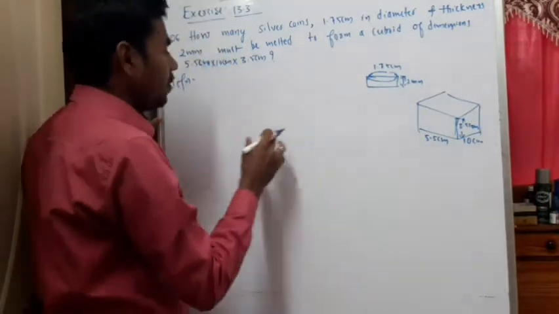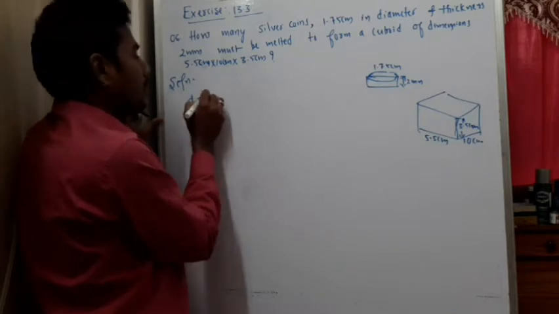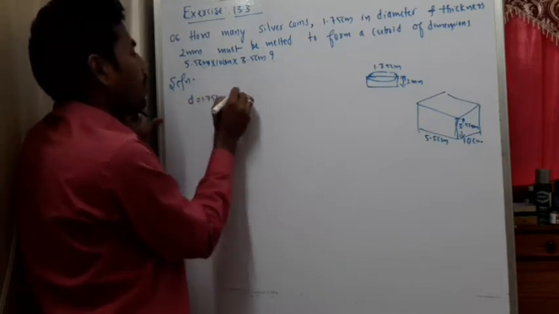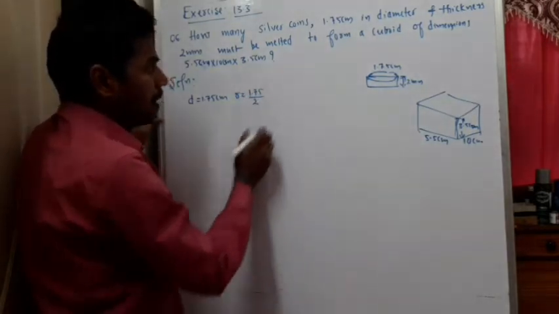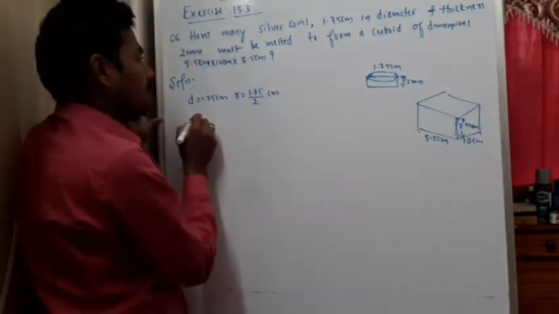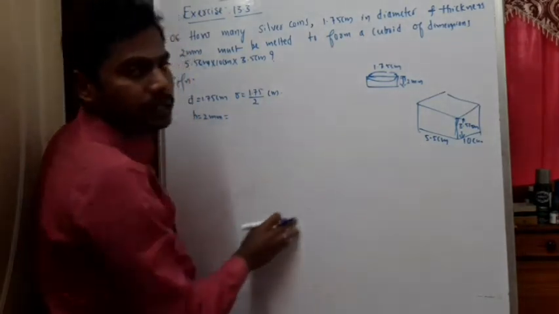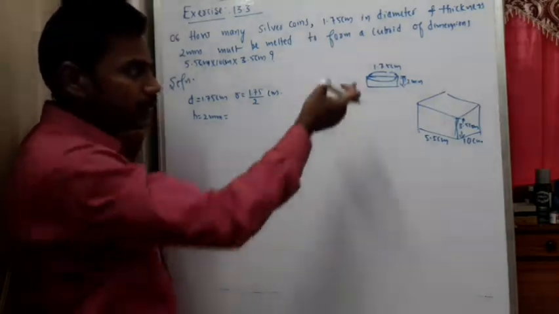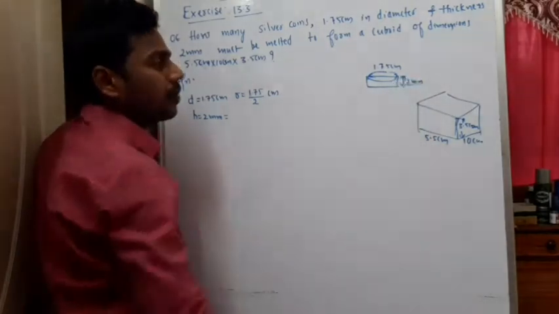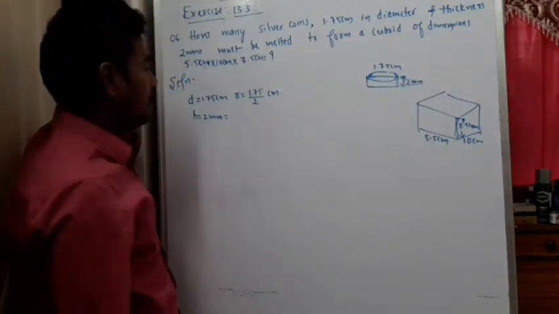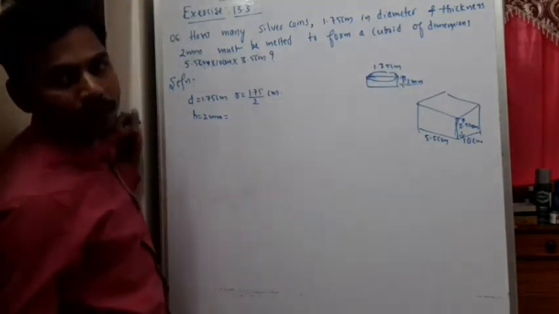So we will write down what is given. The diameter is 1.75 centimeter. Then what will be the radius? 1.75 divided by 2 centimeter. The height is 2 mm. But all the dimensions are in centimeter, so either you convert these into mm, or you can convert this particular 2 mm into centimeter, because only one dimension is in mm. I can convert that into centimeter.